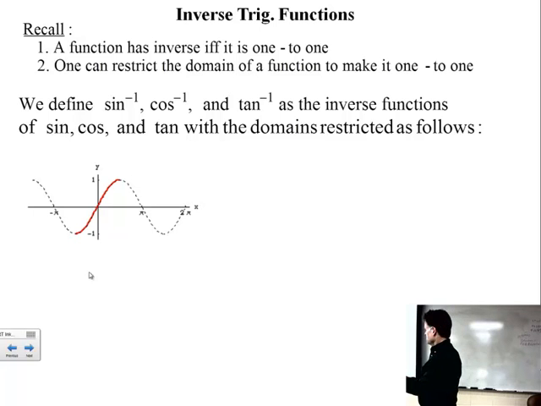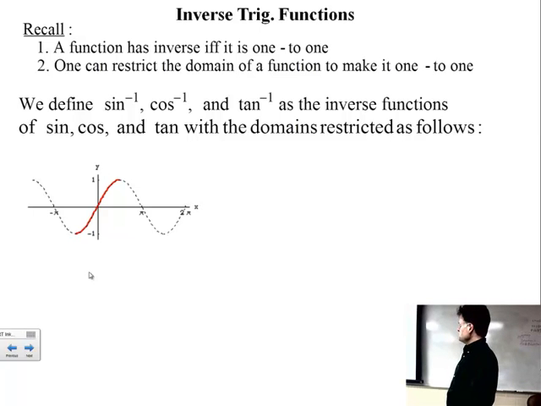We could have picked pi over 2 to 3 pi over 2, and then it would be decreasing. But we want to be close to the origin, and it's increasing. So this is a natural domain to choose. So we just generally agree that this is the standard domain restriction to make the sine function 1-to-1. And so that's for the sine function.